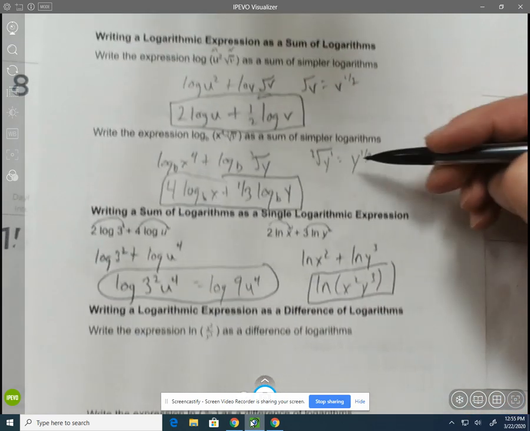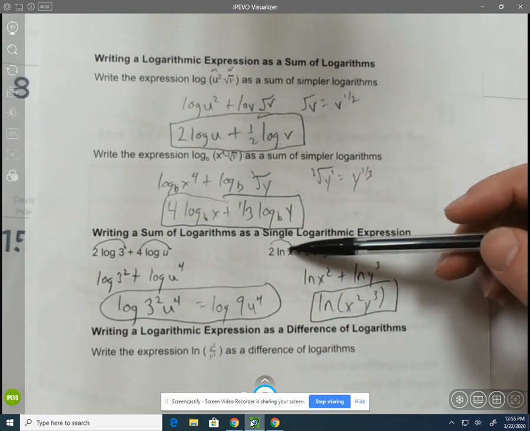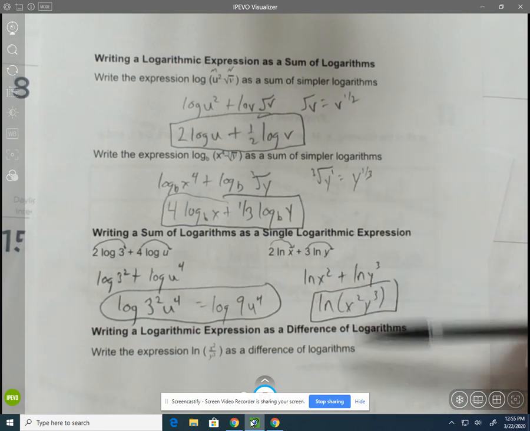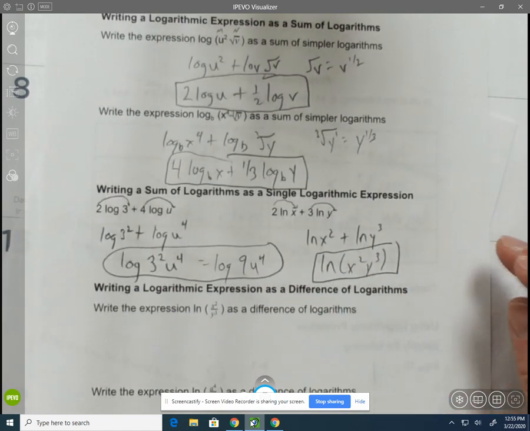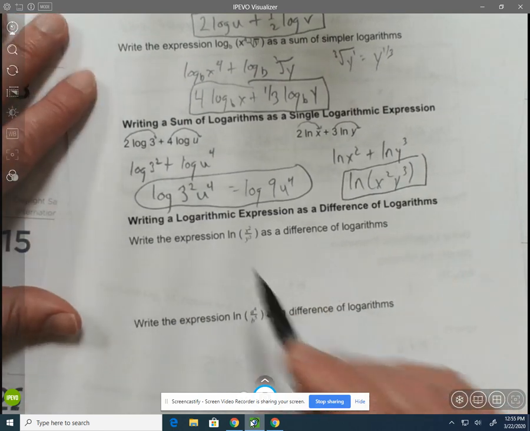So these 2 are just basically going back and forth between, hey, can I write it as a single logarithm? Can I write it as the sum of 2 individual logarithms? Getting used to those logarithmic properties. I can also do it with differences, okay?